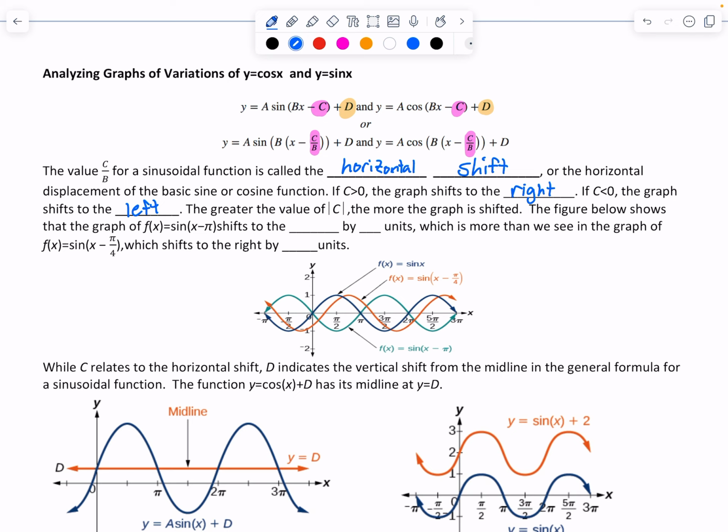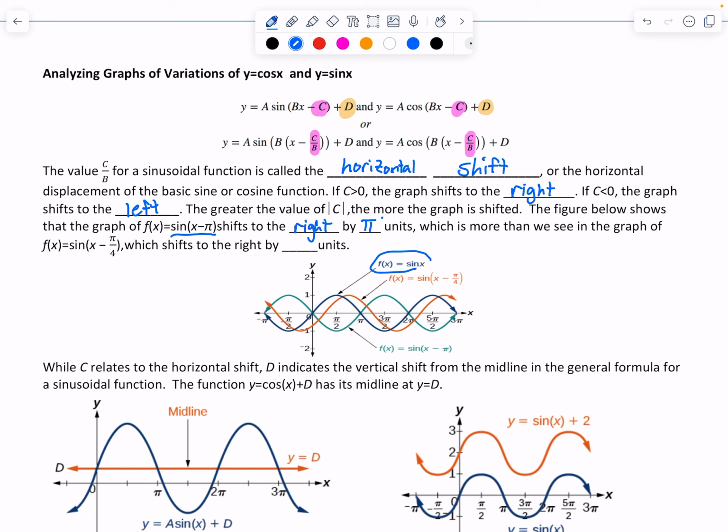Okay, so the greater value of c, the more the graph is shifted. So the figure below shows the graph of, okay, so take a look at this, it shifts to the right. It's the opposite of the sine. So it's a negative pi, so it's opposite by pi units. So take a look at this picture.